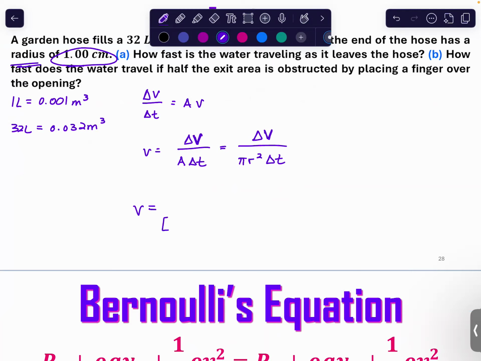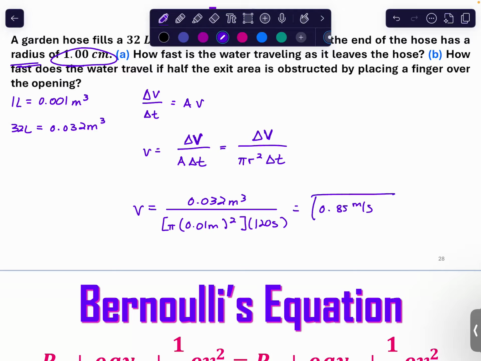Okay, so down here we're going to 0.01 meters for the radius, 120 seconds for the time, and the volume in cubic meters. You end up with 0.85 meters per second. So that's the hard part.